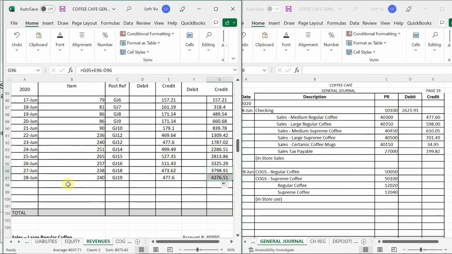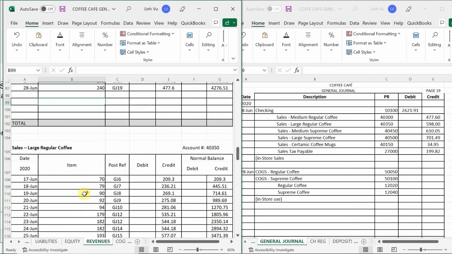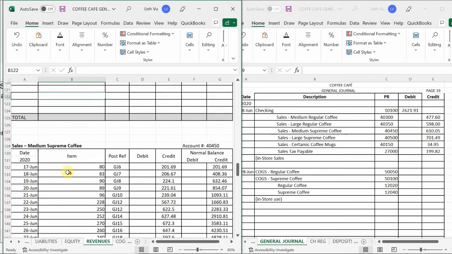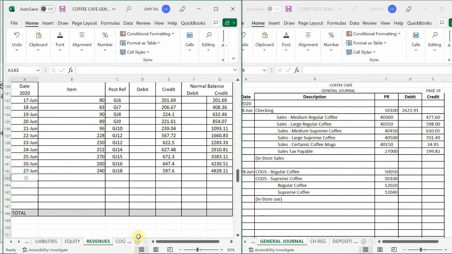Good. 4,276.51. Yes. And for large, 628, 200 cup, page 19, and 598 even. And then grand total is 5,262.40. Excellent.